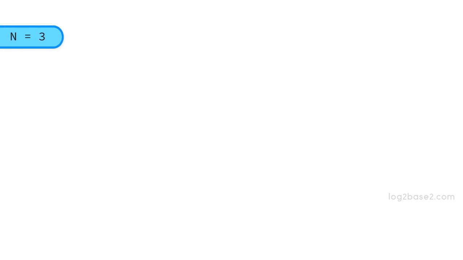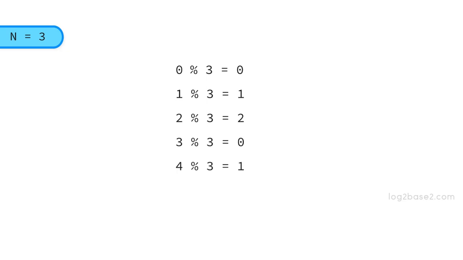Let us take a number 0. 0 mod 3 is equal to 0. 1 mod 3 is equal to 1. 2 mod 3 is equal to 2. And 3 mod 3 is equal to 0. 4 mod 3 is equal to 1. 5 mod 3 is equal to 2.